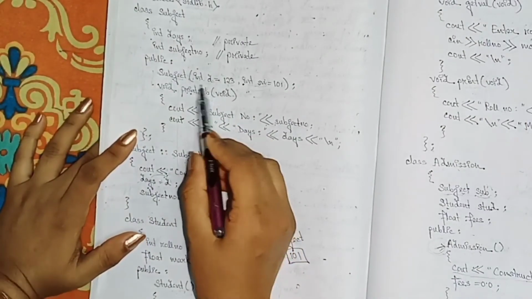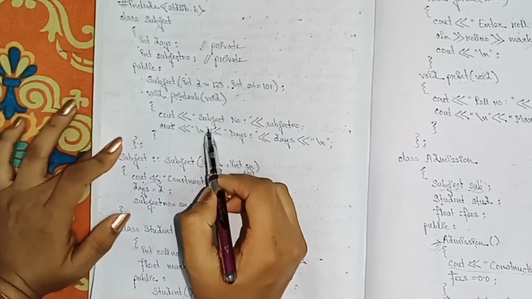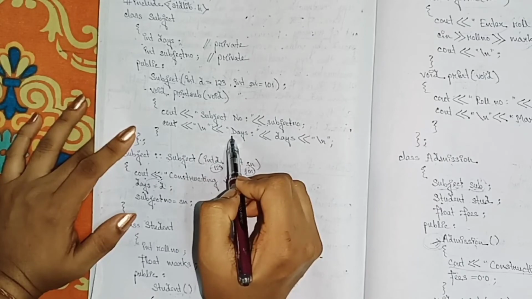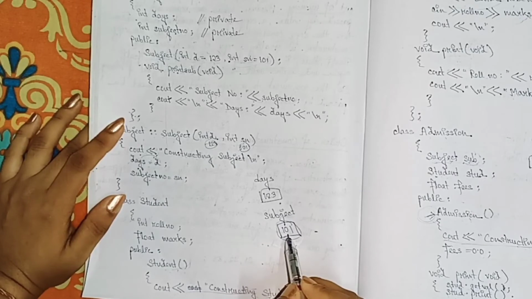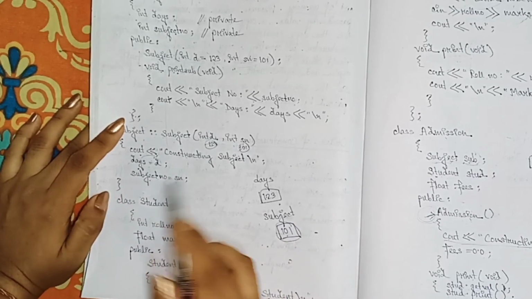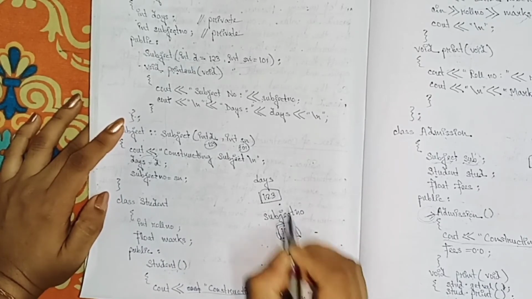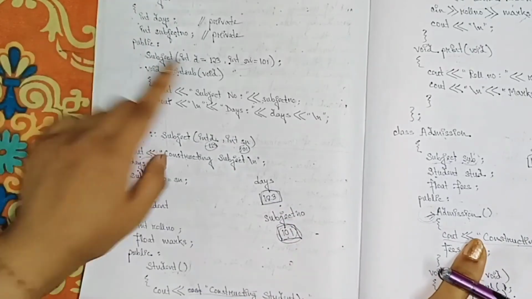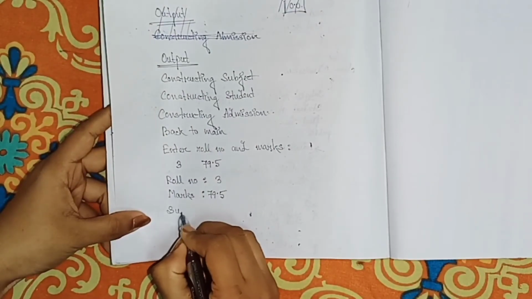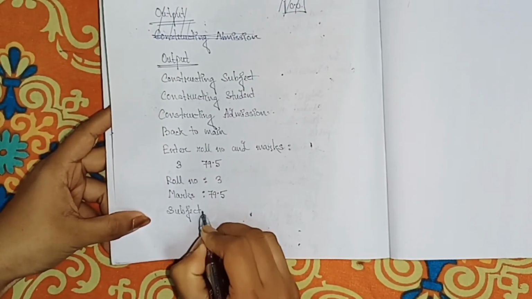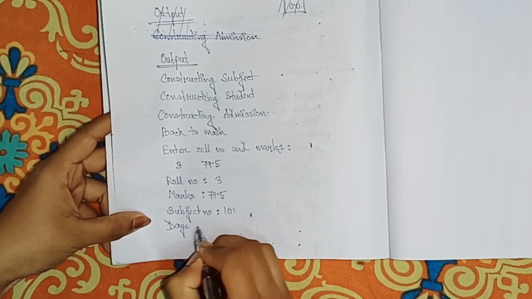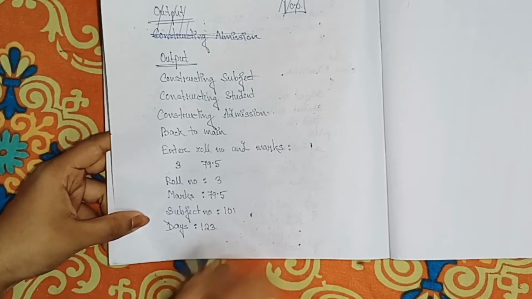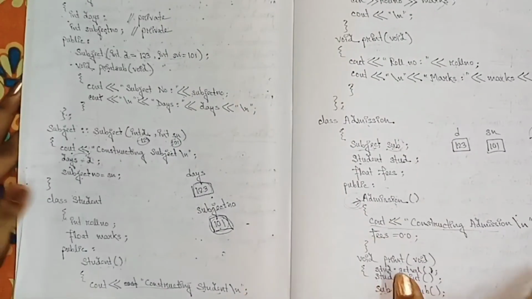So class Subject's member function print sub is defining the subject number and days. Now, subject number and days are already stored in the memory. We have already stored them here. Subject number is 101 and days is 123. So this particular thing will be displayed in the output: subject number will be 101 and days will be 123. This will be displayed. Clear?